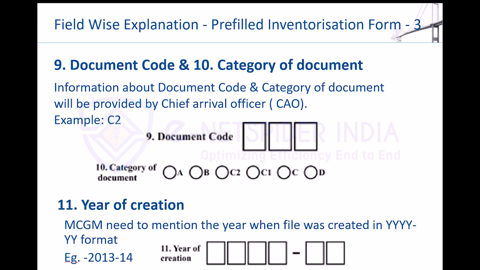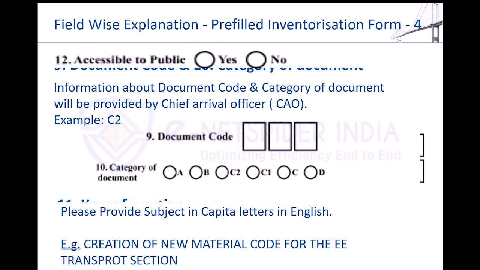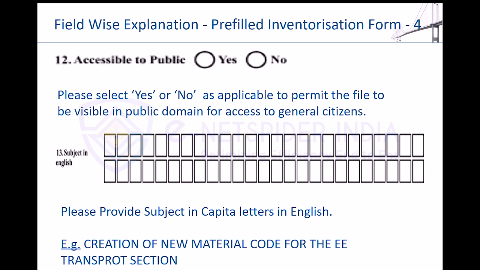You have to mention here the year in which your document or the folder was created. Field number 12 talks about if the folder or the document needs to be made visible in the public domain for access to general citizens. If that is the case, then you tick yes or else tick no.